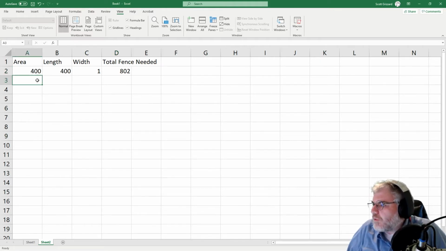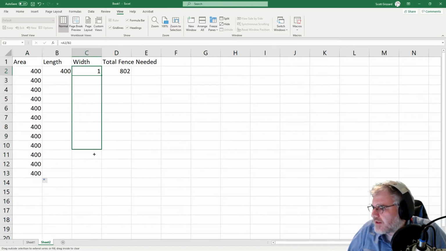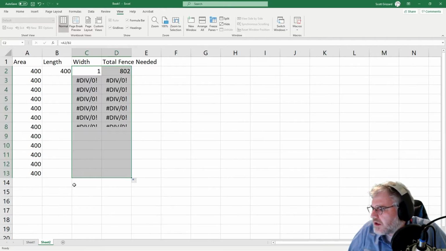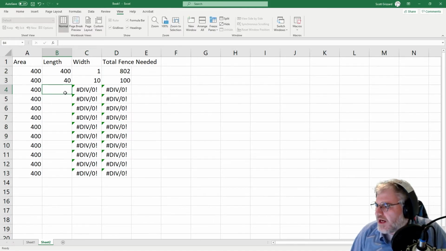Okay. Well, let's see. Let's get a little bit ambitious here. Let's make this 400 all the way down, and copy down here. And on the other side, let's say I do 40. That seems a little bit more reasonable. Now, if I do 40, I only need 10 feet of width, and that means my total fence needed is now 100.